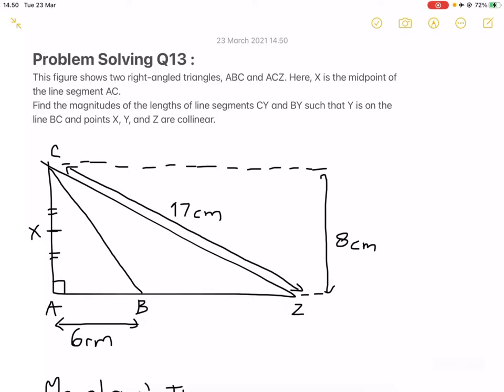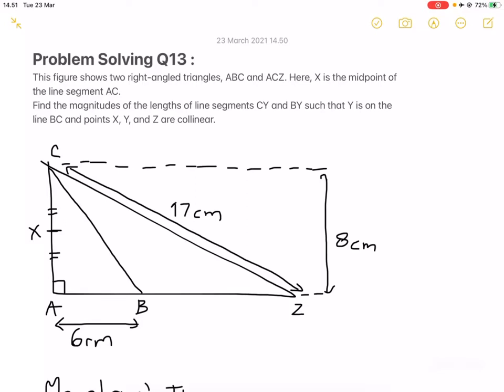Today we're going to look at another problem solving question. This figure shows two right angle triangles ABC and ACZ. Here X is the midpoint of the line segment AC, as well as the dimensions shown here in the diagram. Find the magnitudes of the lengths of line segments CY and BY such that Y is on the line BC and points X, Y, and Z are collinear.